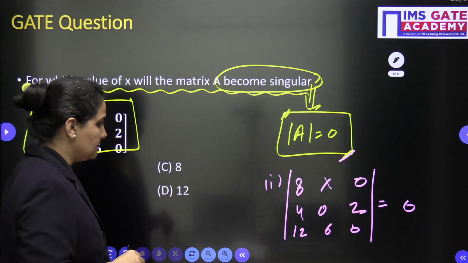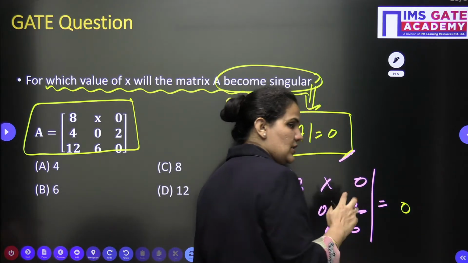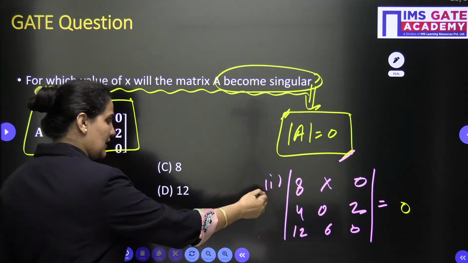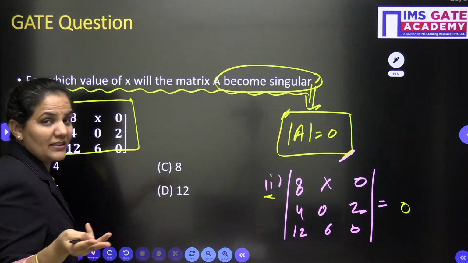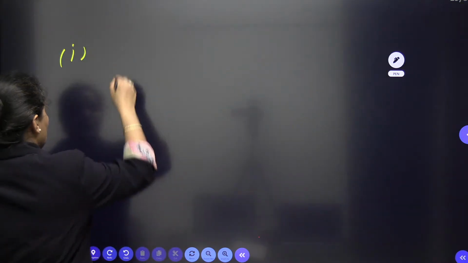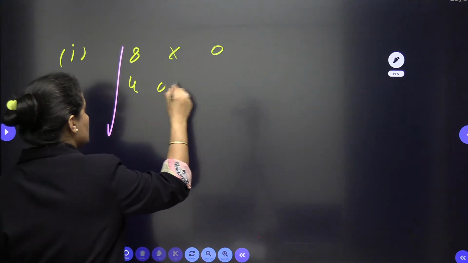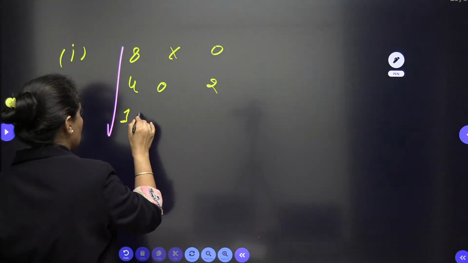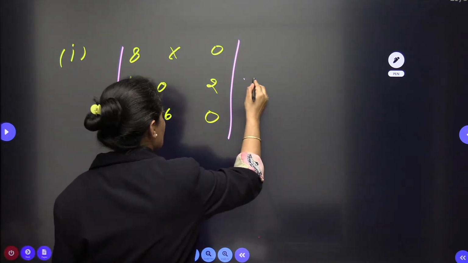Yeah, Vishal, welcome. I can use this one also here. So I will solve this question with two methods. First method you can see here, I am approaching this first method. Even three methods we can use here; the third one is an option also. So I have the matrix: first row 8, x, 0; the next is 4, 0, 2; and the next is 12, 6, 0. This is my matrix as it is given to me.